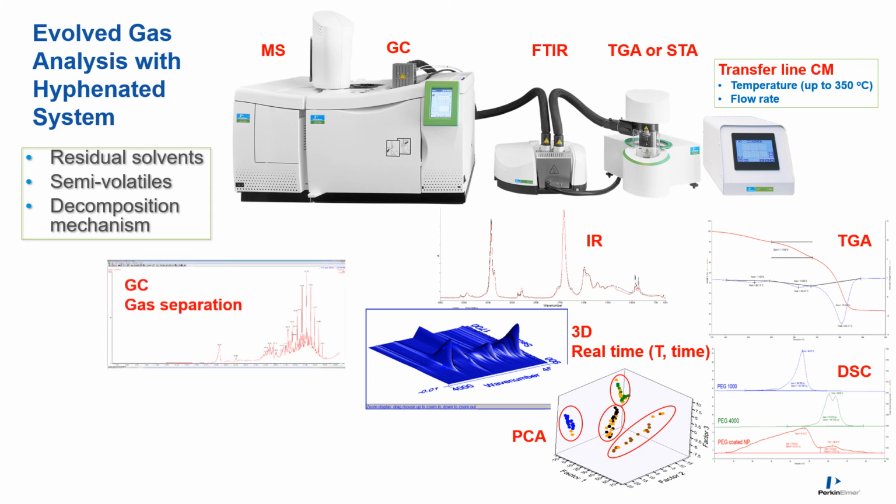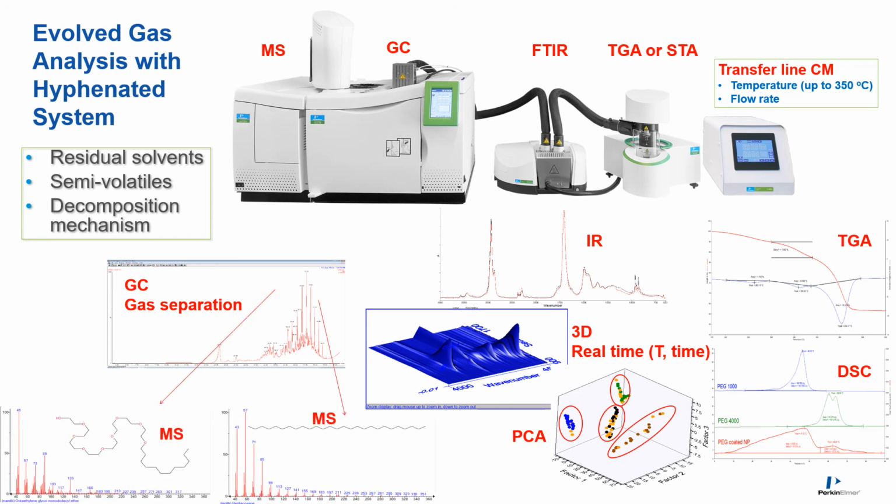GC, gas chromatography, allows the separation of complex gas mixtures, and eventually the gases can be identified by mass spec using the libraries of mass fragmentation patterns from the parent molecules. All these additional information will give us a better understanding of complex materials and how they behave and interact at elevated temperatures. The hyphenated systems are extremely useful for the analysis of residual solvents, semi-volatiles, and decomposition processes.